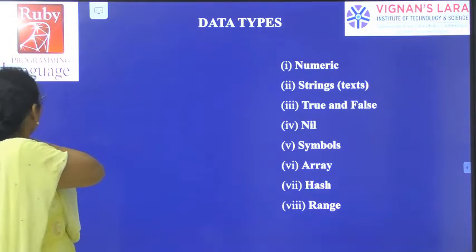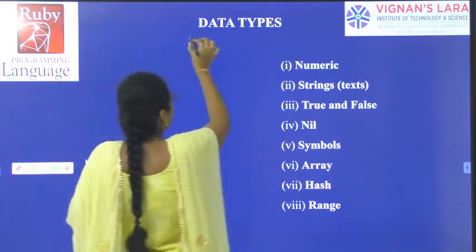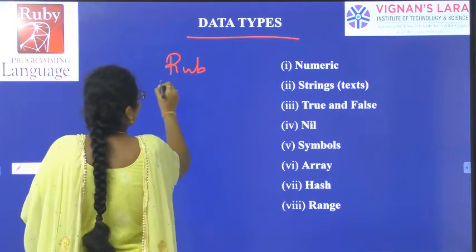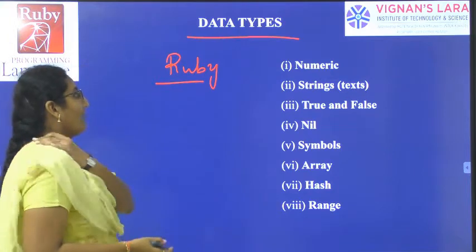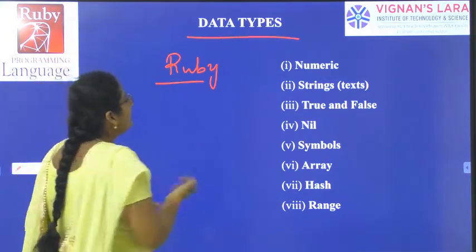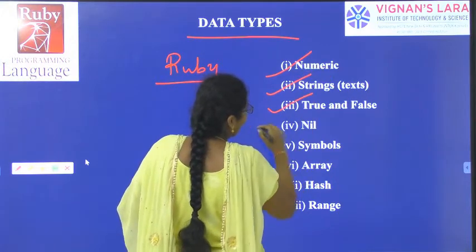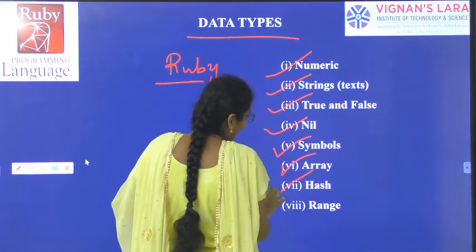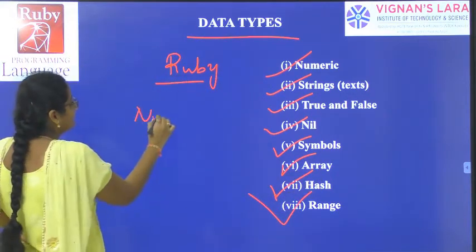Now let us start an important topic in every programming language, which is nothing but data types. In every programming language we will have data types. In Ruby also we have data types. What types of data types do we have in Ruby? Numeric data type, string data type, true and false data type, nil data type, symbols data type, array data type, hash and range.